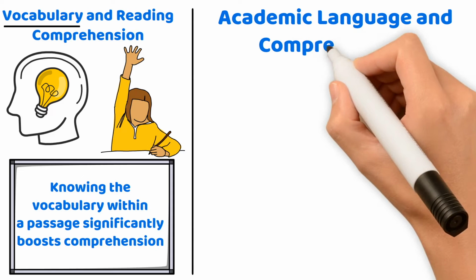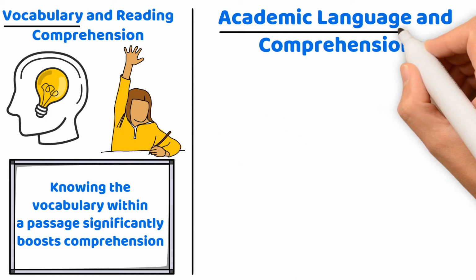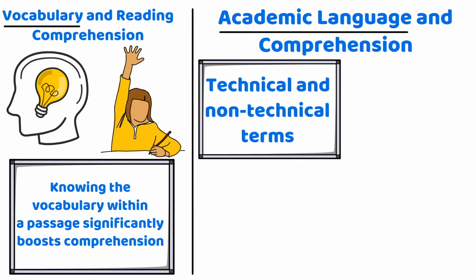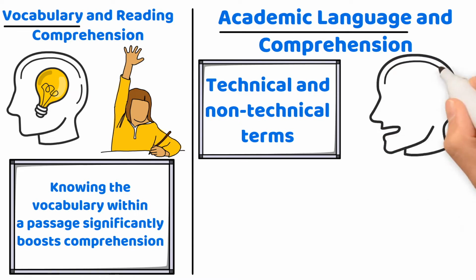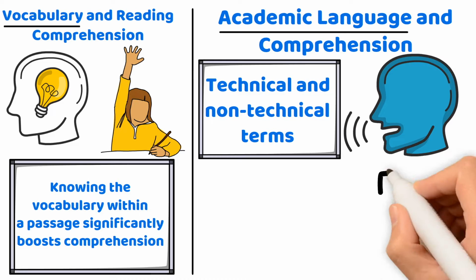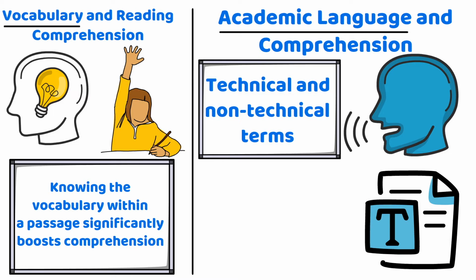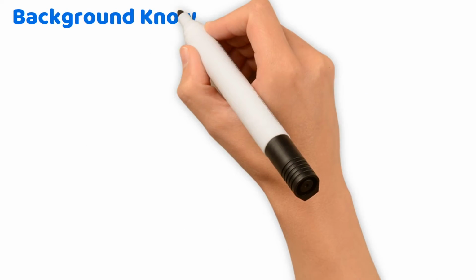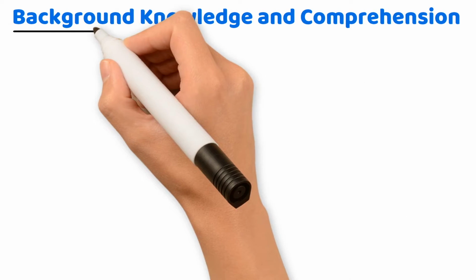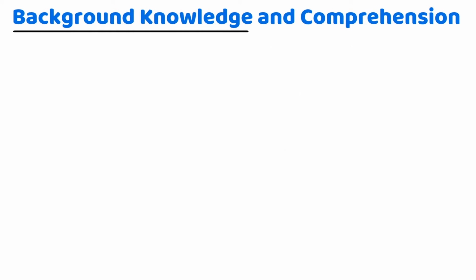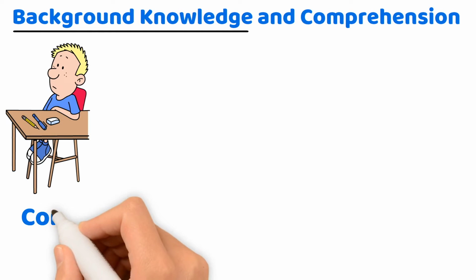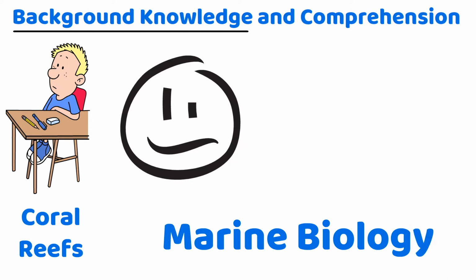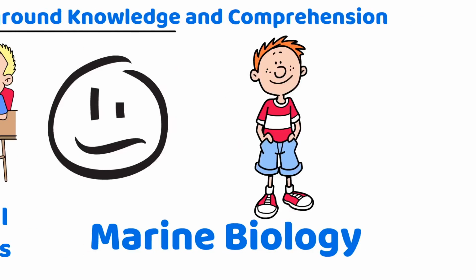Academic language and comprehension. Moving on to academic language, which includes both technical and non-technical terms found within academic texts. A solid grasp of this language type empowers students to better understand and engage with complex texts, thereby improving comprehension. Background knowledge and comprehension. Background knowledge plays a pivotal role in comprehension. For example, a child who has never seen coral reefs may struggle to understand a text about marine biology compared to a peer with direct experience.